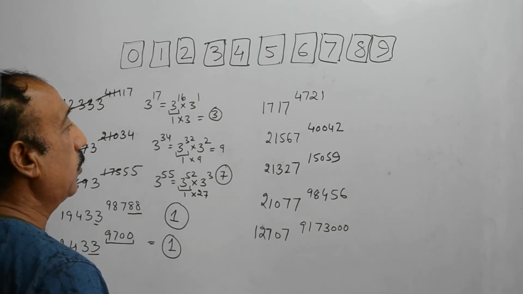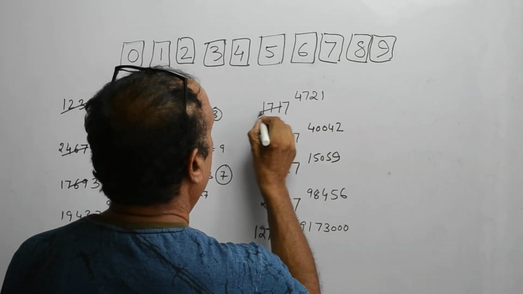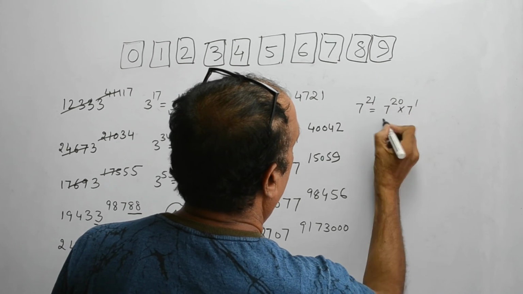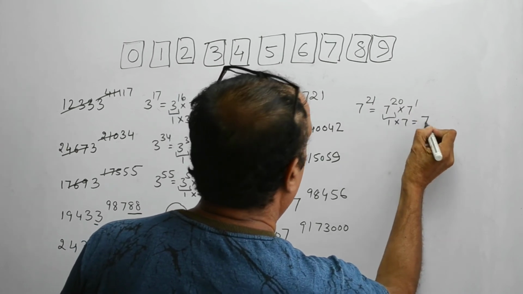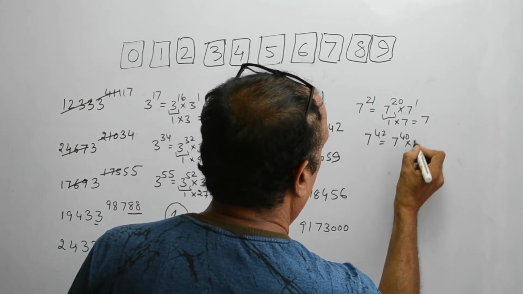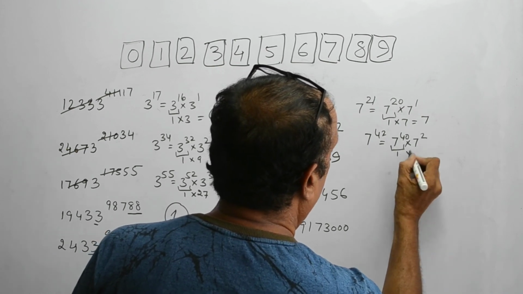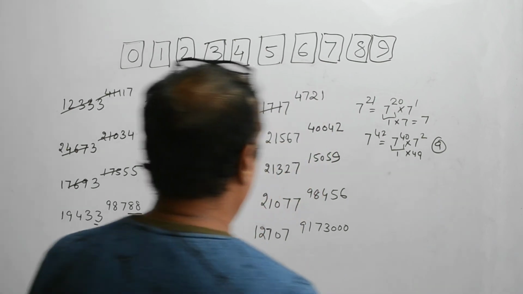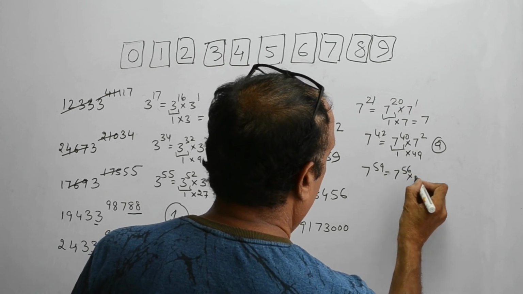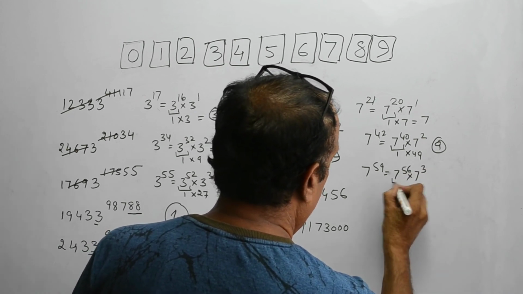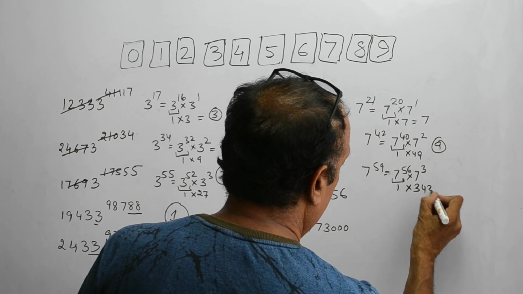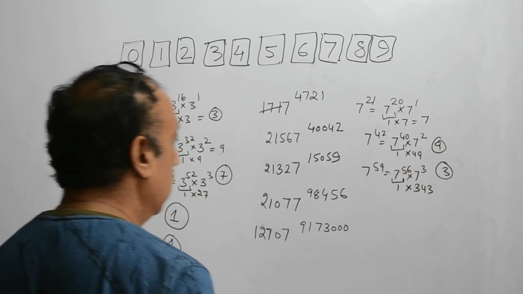And similarly, in case of 7, we are going to get 7 raised to power 21, 7 raised to power 20 into 7 raised to power 1. 1 multiplied by 7 is 7. 7 raised to power 42 is equal to 7 raised to power 40 into 7 raised to power 2. So 1 multiplied by 49, 9 is the last digit. 7 raised to power 59 is equal to 7 raised to power 56 into 7 raised to power 3. This will give us 1 as the last digit, and 7 cubed is going to give us 343. So 3 is the last digit of this expression.